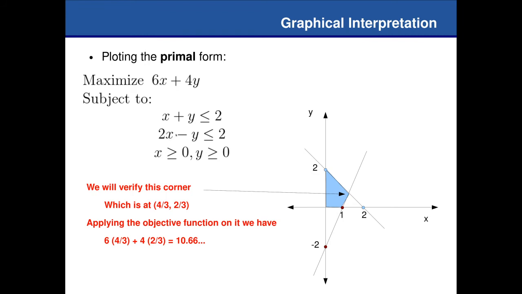2 times 4/3 is going to be 8/3, minus 2/3, that will be 6/3, and that again equals 2. So, of course, my constraints are satisfied. X is greater than or equal to 0? Yes, it's 4/3. Y is greater than or equal to 0? Yeah, it is 2/3. And here I have my solution for this primal problem.